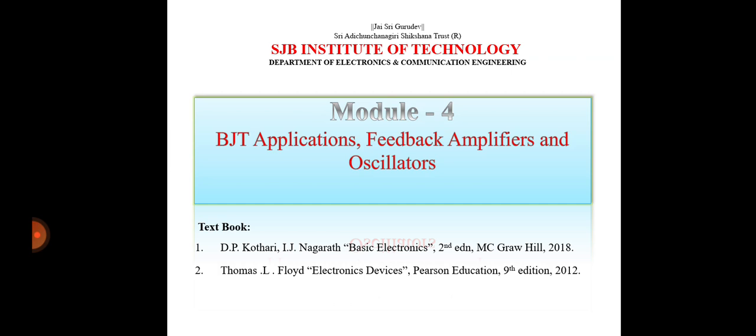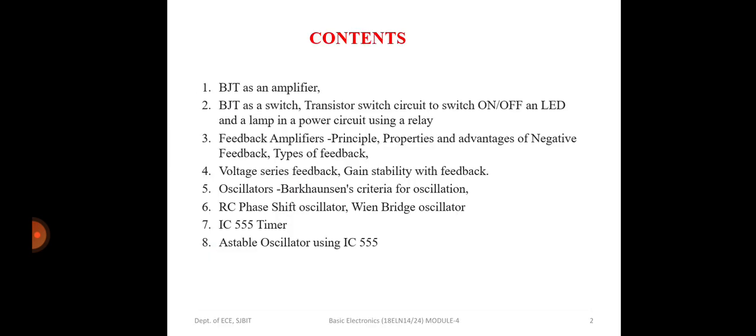Now let us have a look into what a BJT is, what its applications are, and let us study about the feedback amplifiers, various kinds of feedback amplifiers, and also the oscillators. Basically we are going to study about the BJT as an amplifier, and later on the BJT as a switch. These are the kinds of applications where we are going to use it. So BJT will be used as an amplifier, and BJT will be used as a switch, where the transistor switch circuit switches an LED and a lamp on or off in a power circuit using the relay.